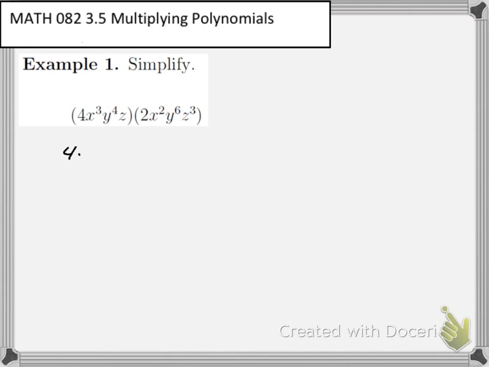What we mean here is 4 times x cubed times y to the fourth times z times 2 times x squared times y to the sixth times z cubed. That's what we're trying to communicate by having that expression there.